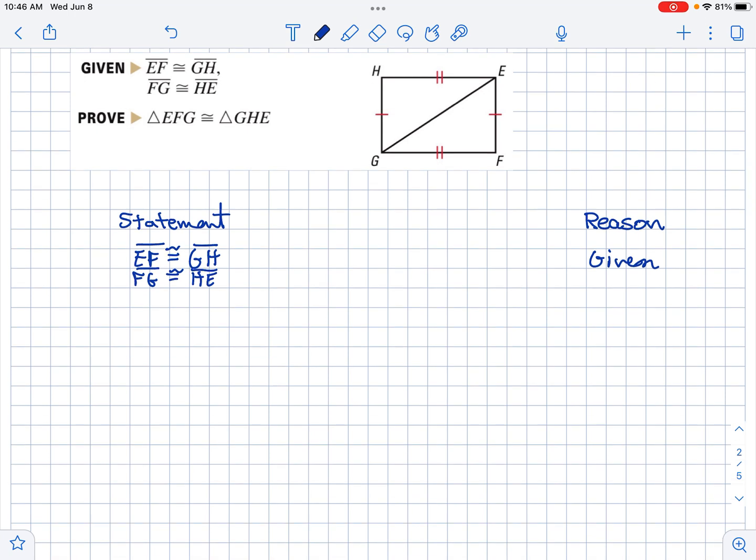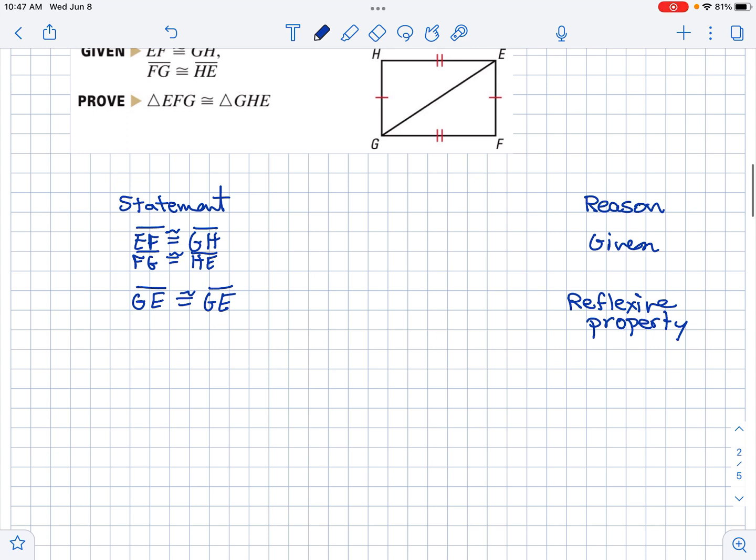Now, we also know this. We know that GE is congruent to GE because segments are congruent to themselves. A segment is congruent to itself. Or you can remember the reflexive property. Or, you don't have to remember that term. It's easy to forget these terms and get them wrong. If you just say a line segment is congruent to itself, that's enough.